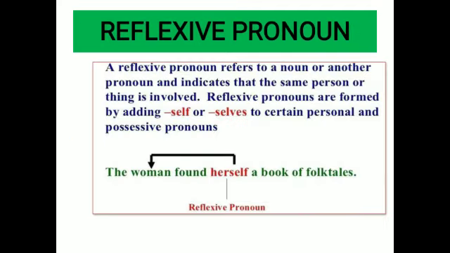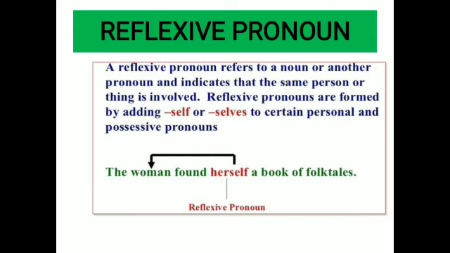The next one we have are reflexive pronouns. A reflexive pronoun refers to a noun or another pronoun and indicates that the same person or thing is involved. Means what? That the subject and the object are the same. The doer of the action and the receiver of the action are the same. Reflexive pronouns are formed by adding self or selves to certain personal and possessive pronouns.